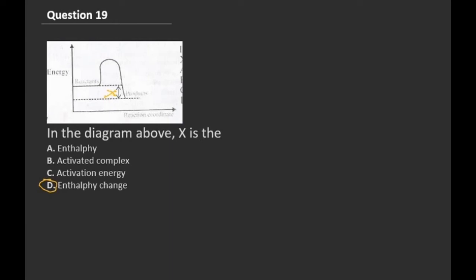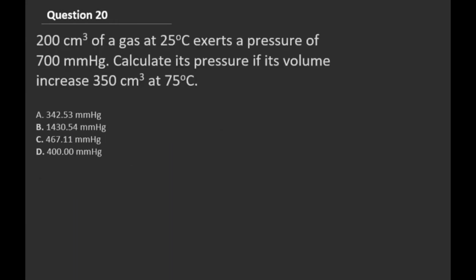Finally, for today, question number 20. It says 200 cm cube of a gas at 20 degrees C exerts a pressure of 700 millimeter mercury. Calculate its pressure if its volume increases to 350 cm cube at 75 degrees Celsius.